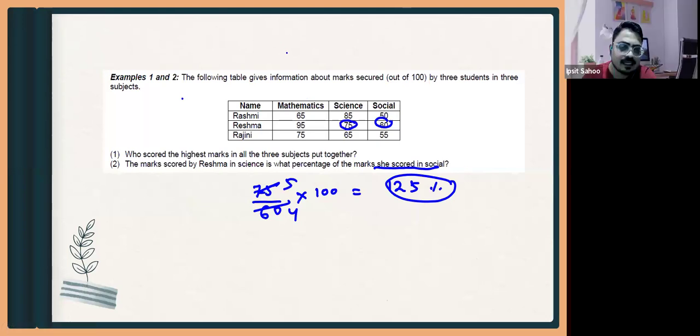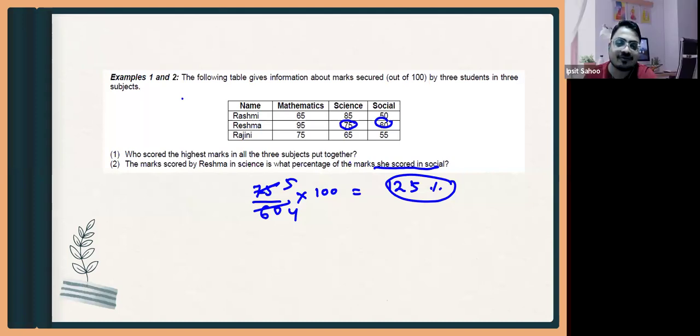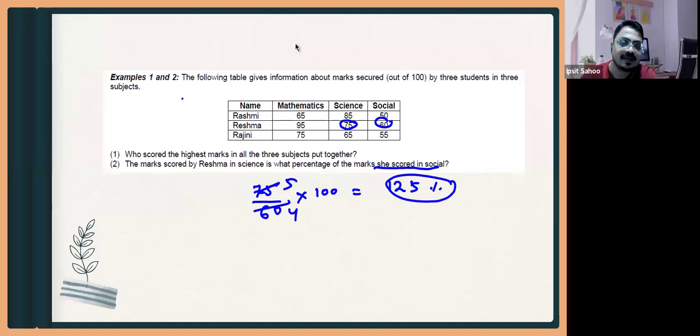Sir, could you please explain it again? Yeah, so what is being asked? Resma's science is what percentage of Resma's social? So Resma has a science mark of 75 on a base of 60, because it is asking science is what percent of social. Whatever is written after the preposition "of" will be in the base, that is, in the denominator. So 75 is what percentage of 60? That is the question. Okay, sir. All others, please tell me whether this is clear or not.